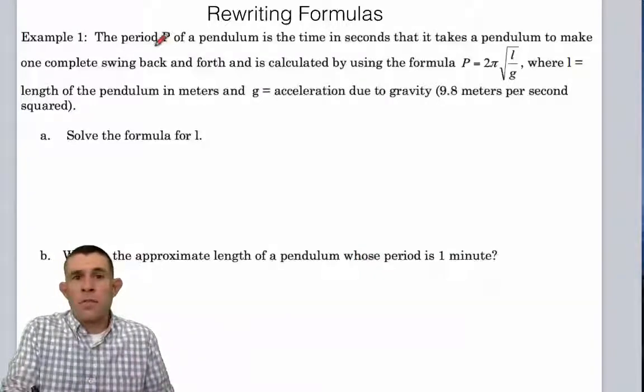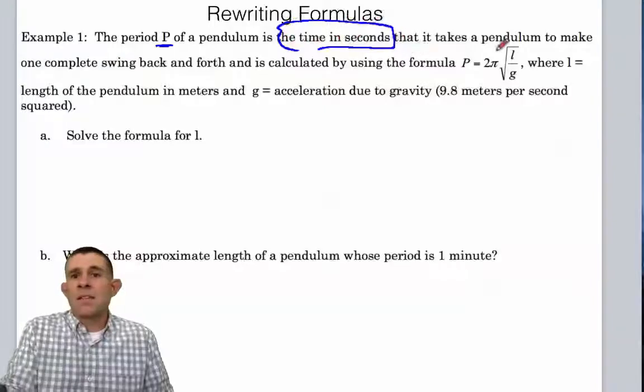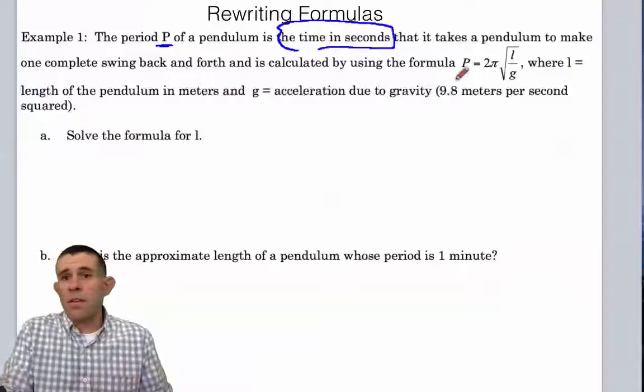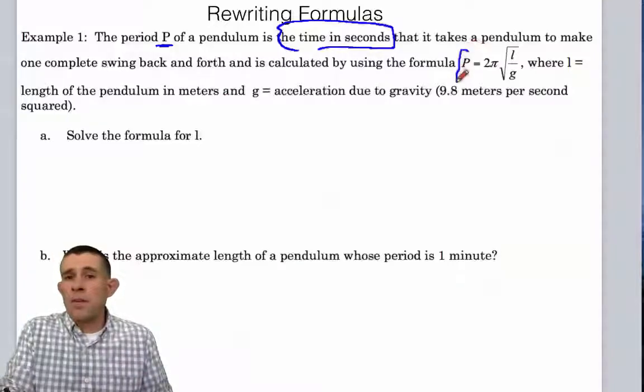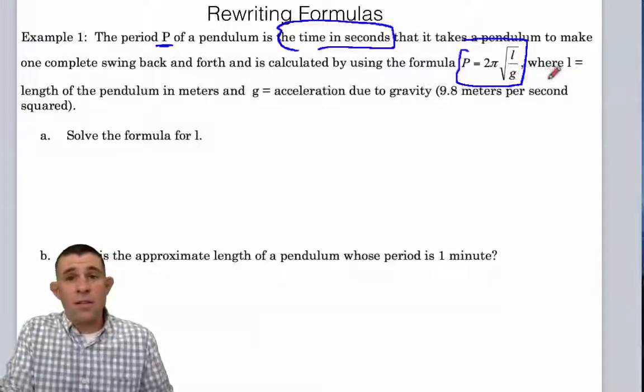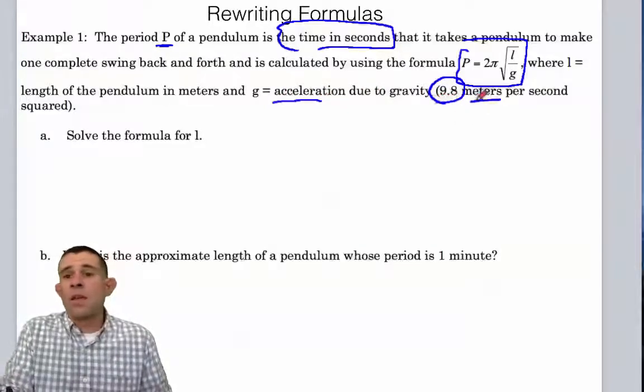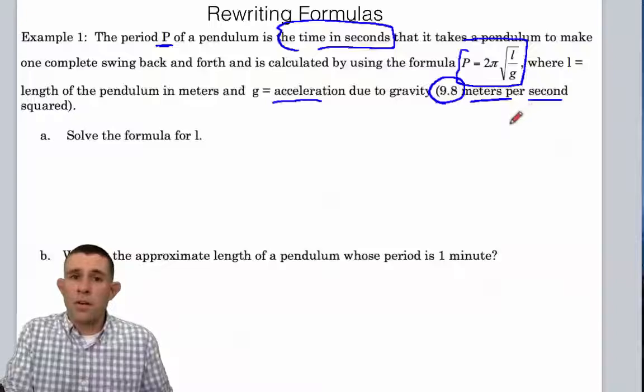We know that the period P of a pendulum, the time in seconds that it takes for the pendulum to make one complete swing back and forth, is calculated using P, that period, is equal to 2 pi times the square root of L divided by g, where L is the length of the pendulum and g is the acceleration due to gravity. And that's a constant. It's 9.8 meters per second squared.